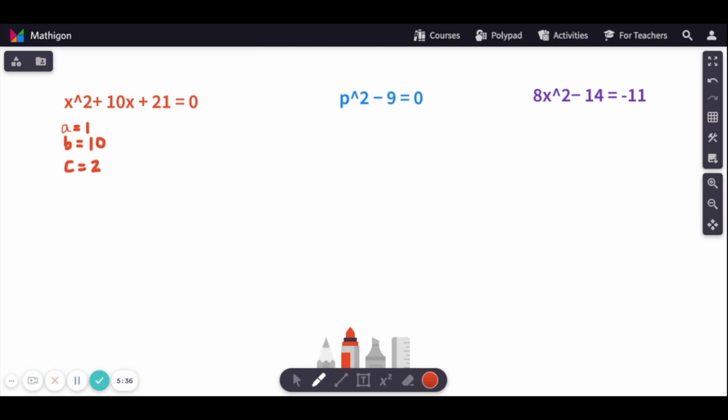Okay, so your C is positive 21 po. So, ayun. Ano yung equation natin? Our equation is negative B, plus or minus square root of B squared, minus 4AC.